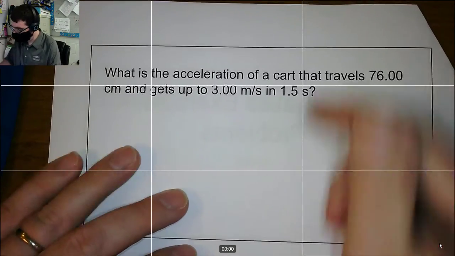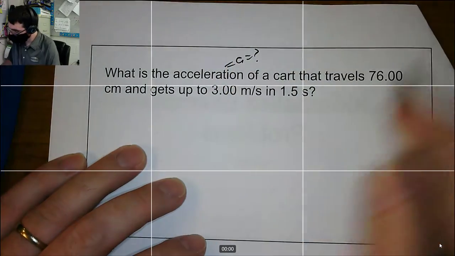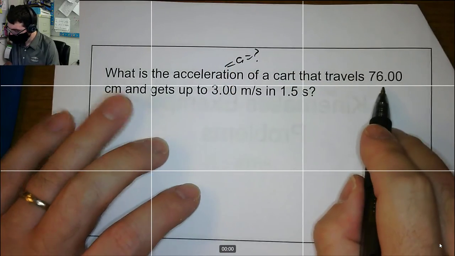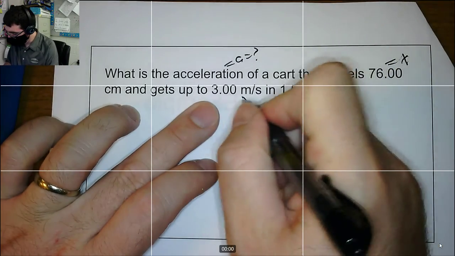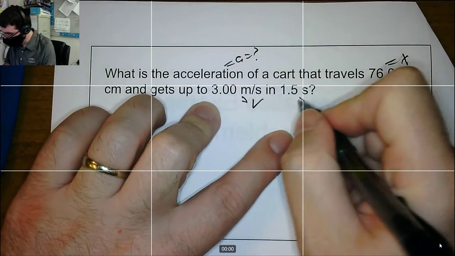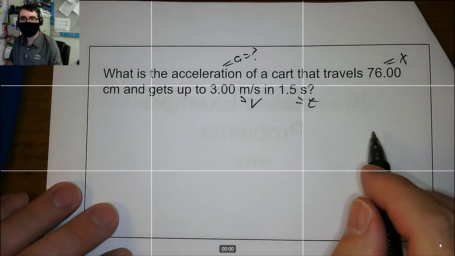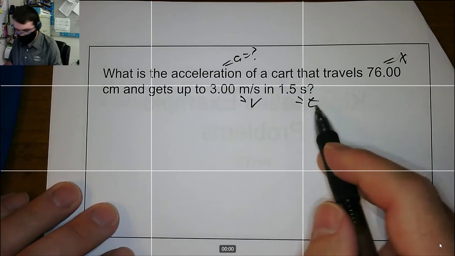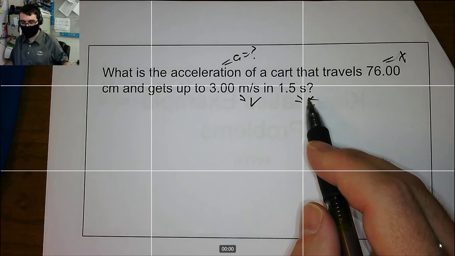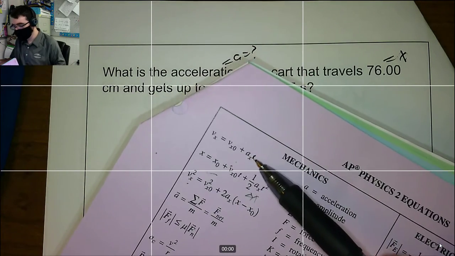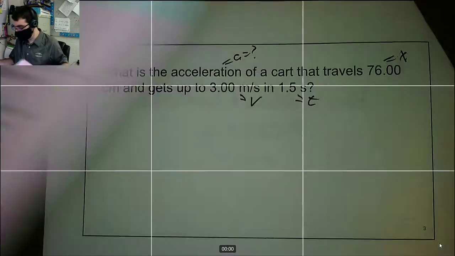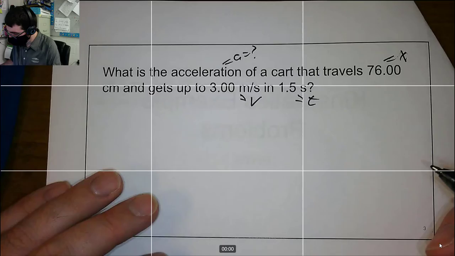What is the acceleration of a car? So A equals question mark. That travels 76 centimeters. That's going to be a distance. And gets up to 3 meters per second. That's a velocity, in 1.5 seconds. That's a time. All right, I want to solve for acceleration. So I look at my formula page for a formula that has acceleration, and it turns out that this one here has it. A couple others do as well, but this one here is the shortest of them, so it's the one I would personally choose.